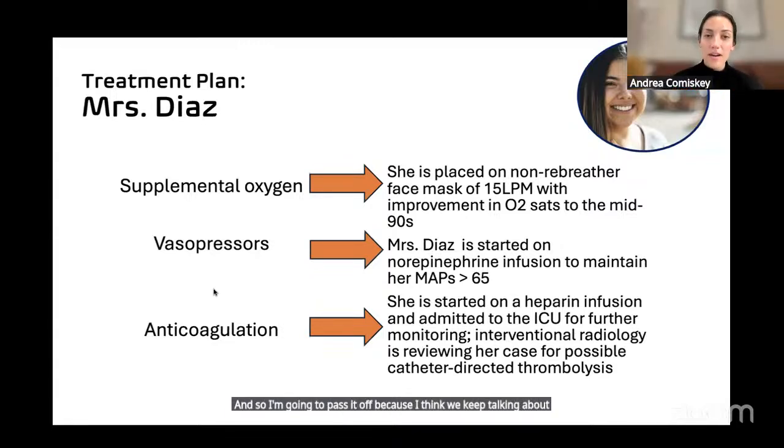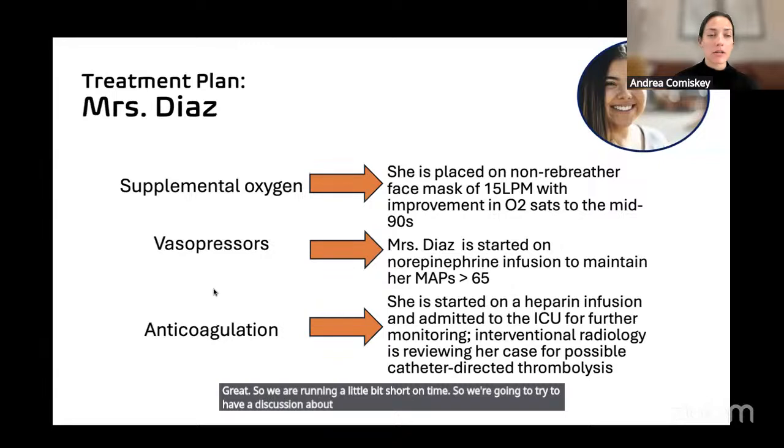Great. So we are running a little bit short on time, so we're going to try to have a discussion about the treatment and management of these things, but may not be able to hit on it in depth as much as everyone would like.